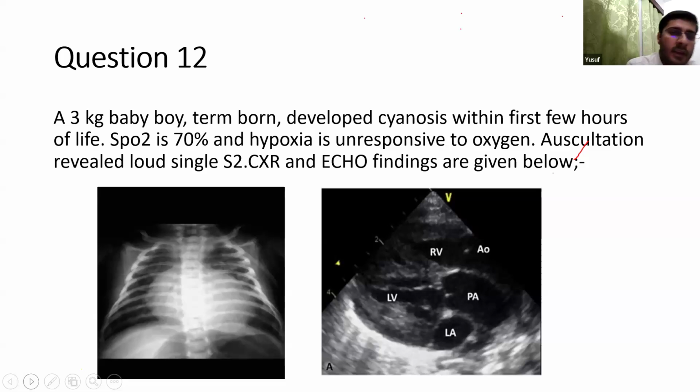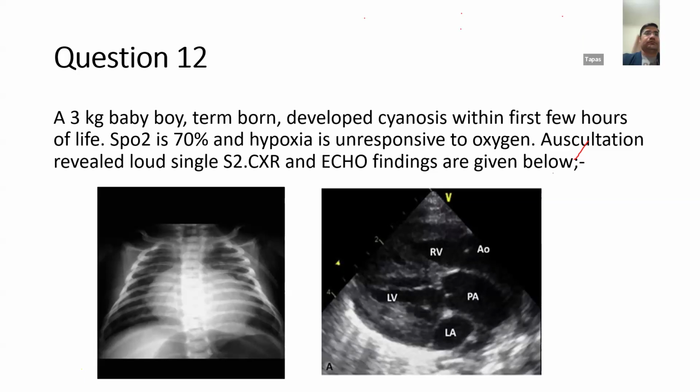So next question is basically a 3 kg baby boy born at term, developed cyanosis within first few hours of life. The SpO2 was 70%, and this oxygen saturation was not improving and was unresponsive to oxygen. The auscultation revealed a single large S2. The chest X-ray and the echo findings are shown below.